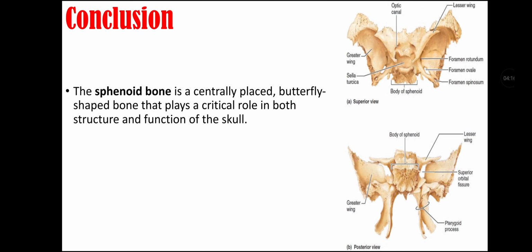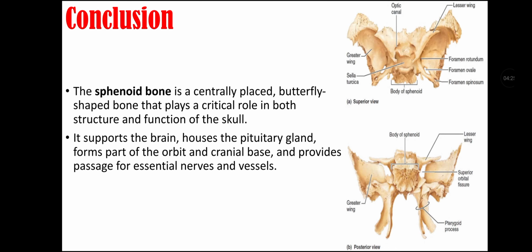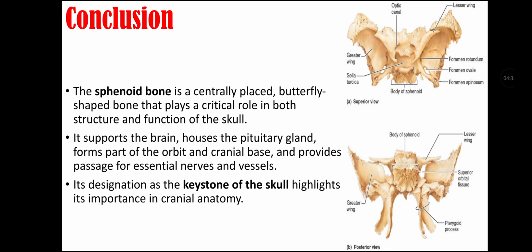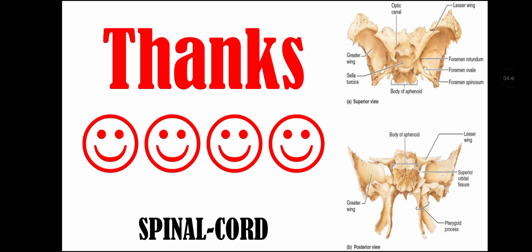Conclusion of this lecture video. Sphenoid bone is centrally placed, butterfly-shaped bone that plays a critical role in both structure and function of skull. It supports the brain, houses the pituitary gland, forms part of orbit and cranial base, and provides passage for essential nerves and vessels. It is designated as a keystone of skull, which highlights its importance in cranial structure.